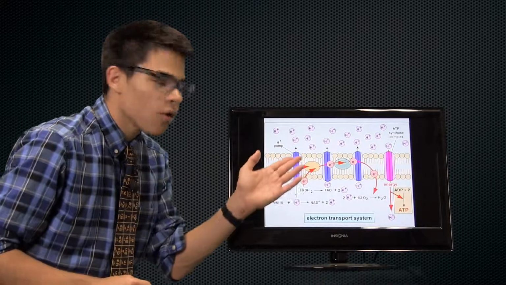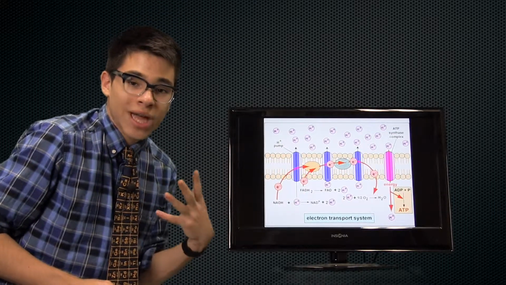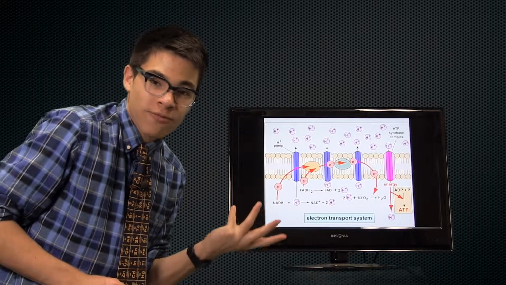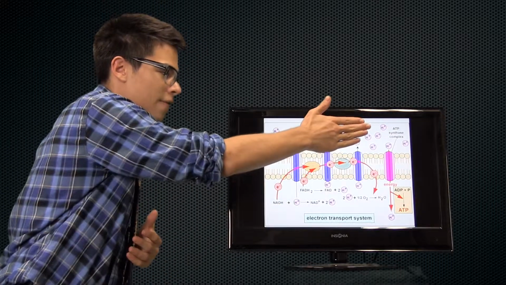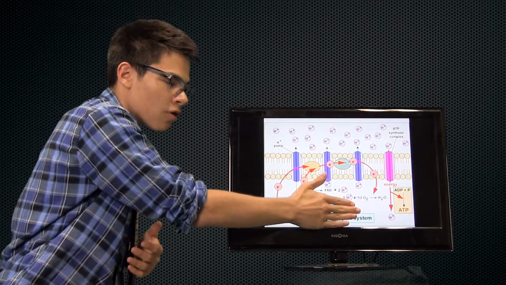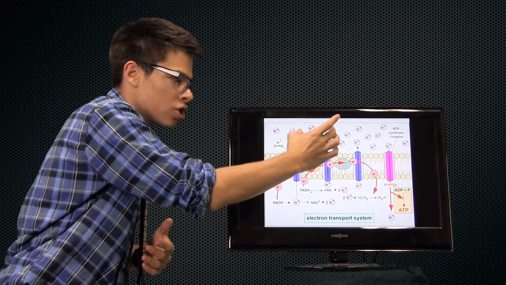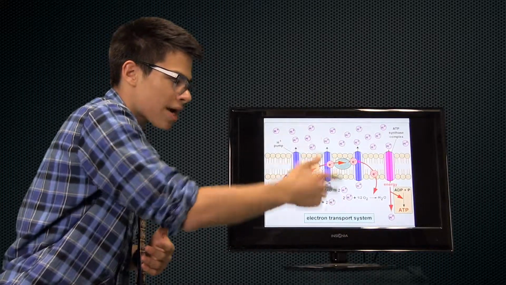Okay, so now what have we done? We've actually created a situation that is now favorable for diffusion. We have an area of high concentration here, an area of low concentration here. So these hydrogen ions are going to want to go to the area of low concentration.